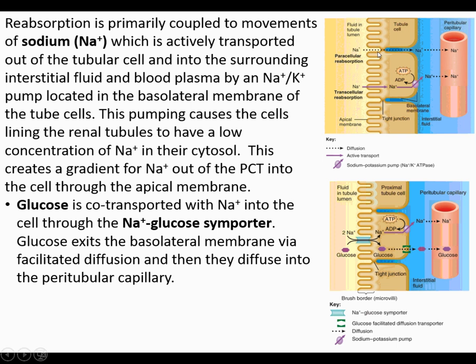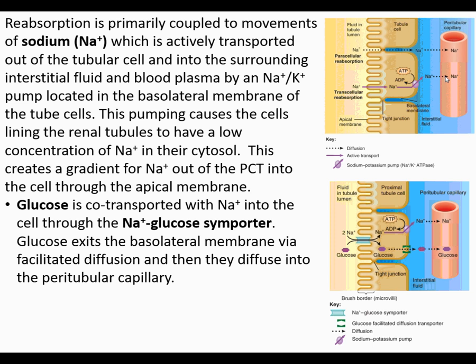We can pass between cells, or we can just go right through cells, through the apical membrane and then out through the basolateral membrane. Okay. Make sense? So let's talk now about how sodium is a very important chemical for reabsorption. Not just for sodium, but for other things.